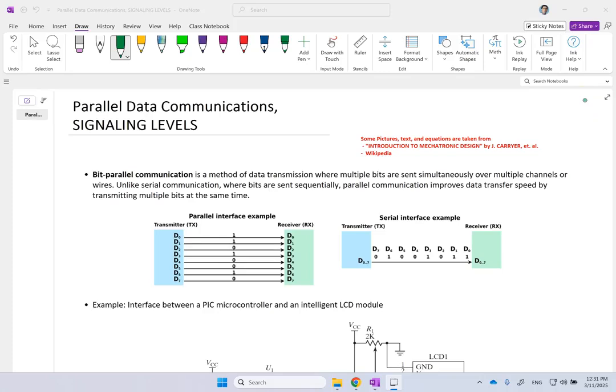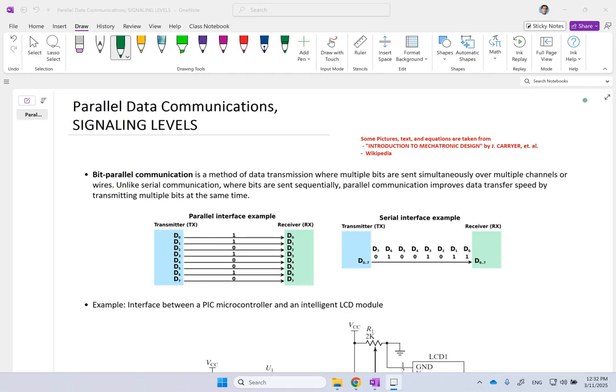Hello everyone. In this video, we are going to briefly discuss parallel data communications and signaling levels. If you watched one of my previous videos, I talked about serial communications, synchronous and asynchronous, like SPI, I square C, and UART. Here I want to briefly talk about parallel ones, compare them with the serial ones, and then cover signaling levels.